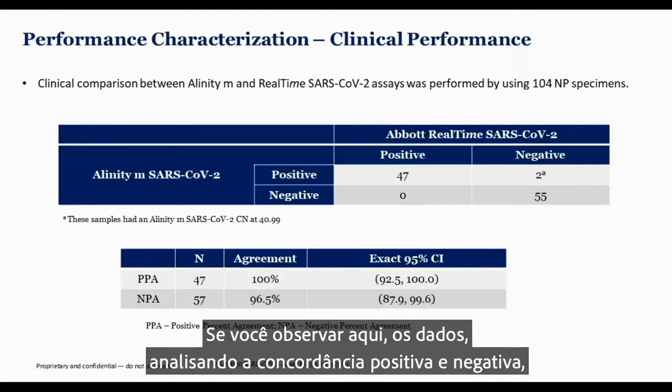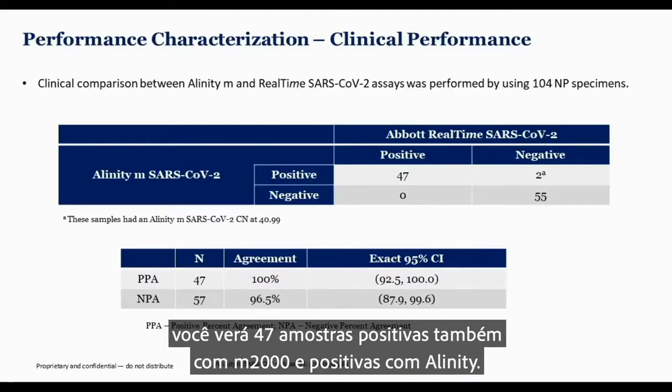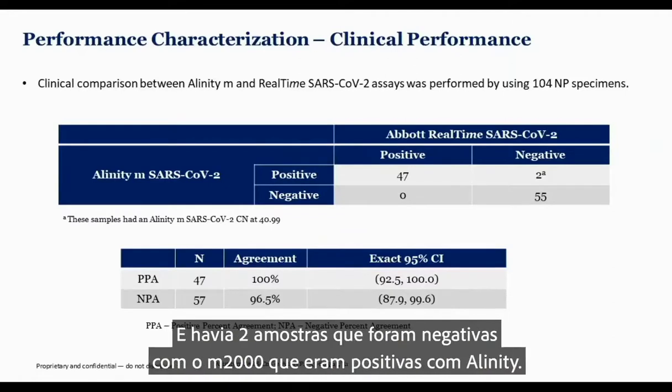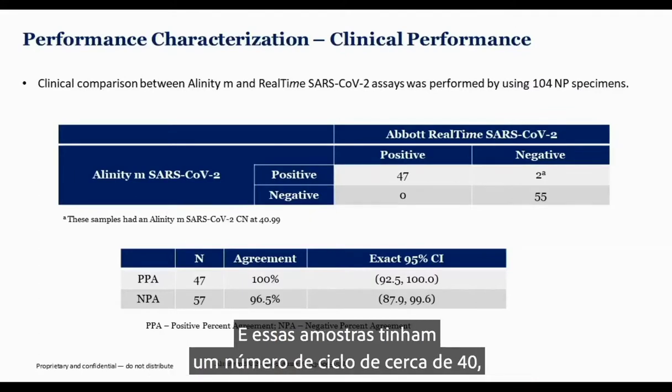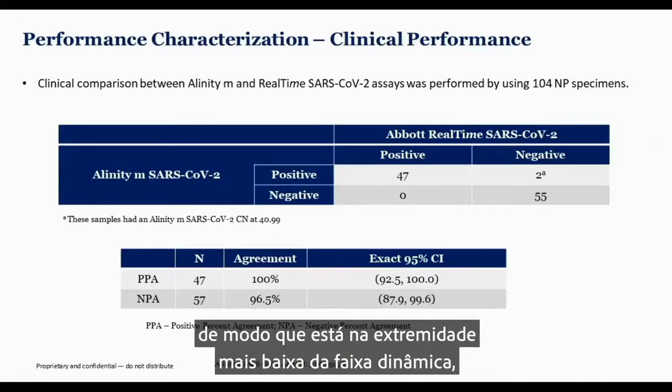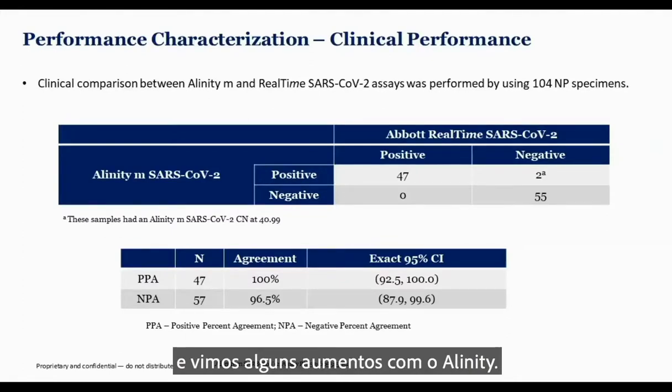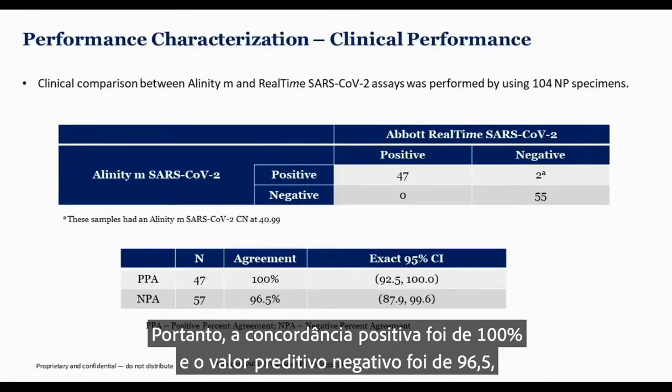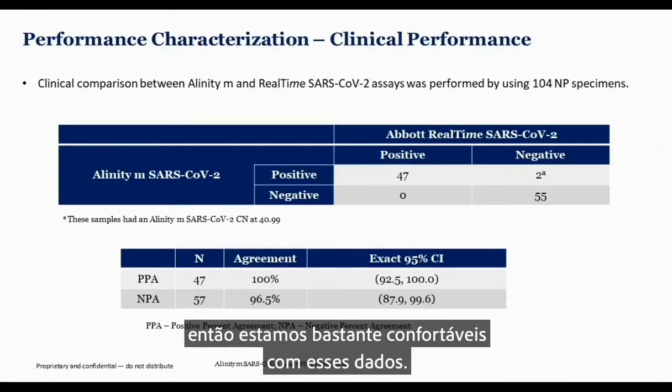If you see here the data looking at the positive and negative agreement, you'll see 47 positive samples with M2000 were positive with the Alinity, and there were 2 samples that were negative with the M2000 that were positive with the Alinity M. And these samples had a cycle number of about 40, almost 40, pretty much 41. So that's at the very low end of the dynamic range. So we did see a couple of incremental pickups with Alinity. So the positive agreement was 100%, and the negative predictive value was 96.5. So again, quite comfortable with that data.